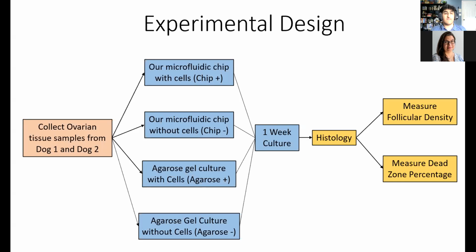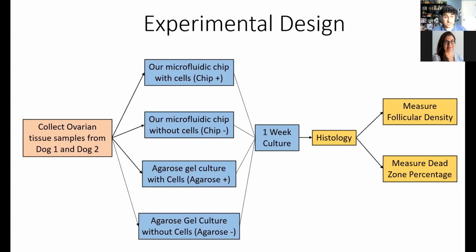A first chip with microfluidic cells, and another microfluidic chip without cells. And the other 2 sample groups are going to be agarose gel cultures. We'll first do an agarose gel culture with cells, and these cells will be in the medium themselves, and an agarose culture without cells.